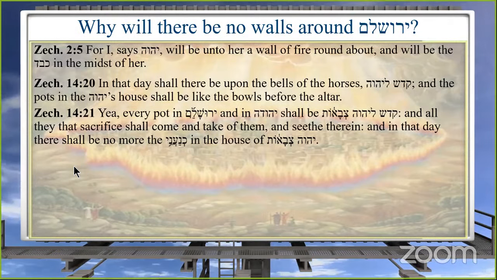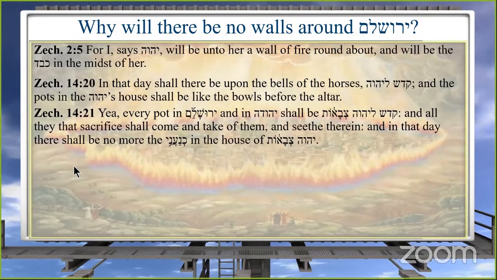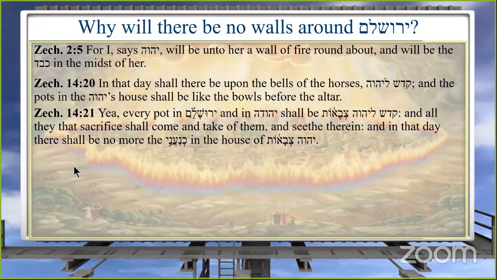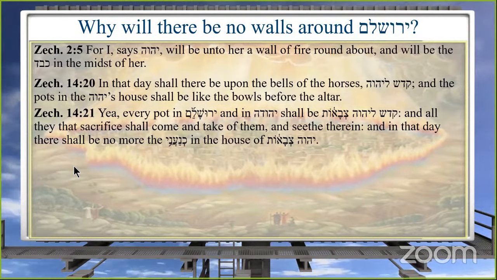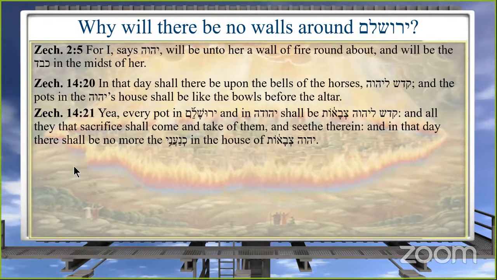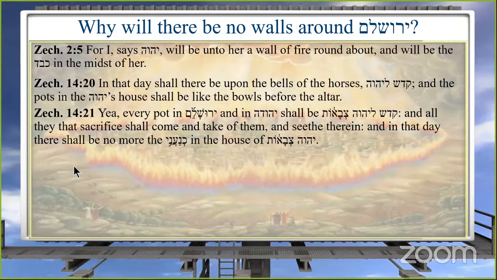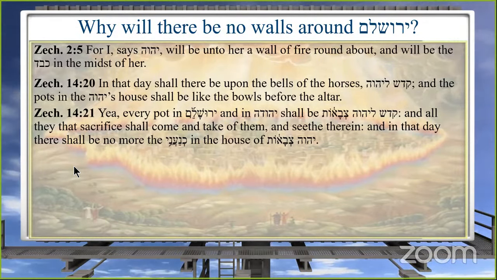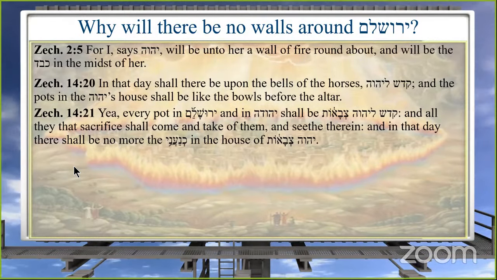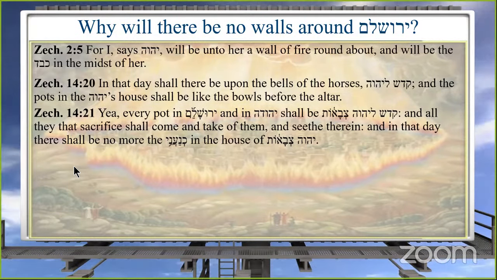"In that day shall be upon the bells of the horses," this is Zechariah 14:20, "Kodesh le Yahuwah, set apart to Yahuwah, and the pots in Yahuwah's house shall be like the bowls before the altar. Yea, every pot in Jerusalem and in Yehuda shall be Kodesh le Yahuwah Sebaot. It shall be set apart to Yahuwah, and all they that sacrifice shall come and take of them and seethe therein, and in that day shall be no more the Canaanite in the house of Yahuwah Sebaot."